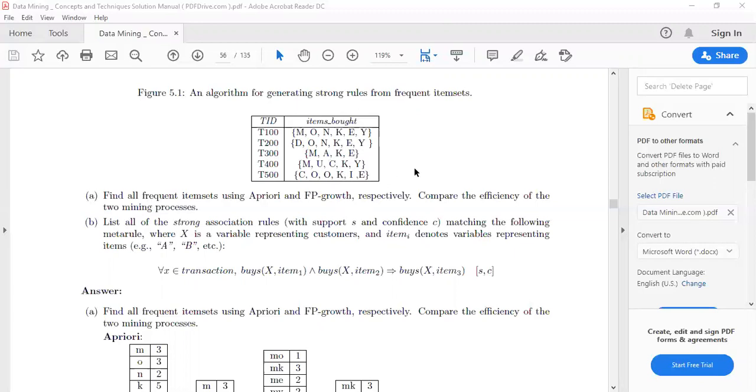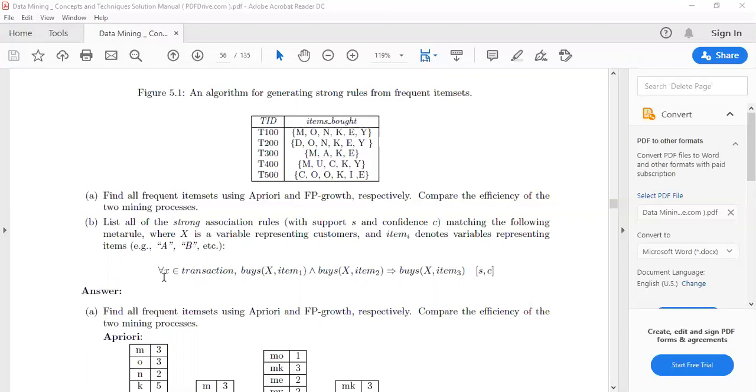They are asking you to find the frequent item sets by using the Apriori algorithm as well as the FP growth algorithm, and compare the efficiency of the two mining processes. That is one thing they're asking. And second, list all the strong association rules with support S and confidence C matching the following meta-rule, where X is a variable representing customers and item variables denote items, that is A, B.